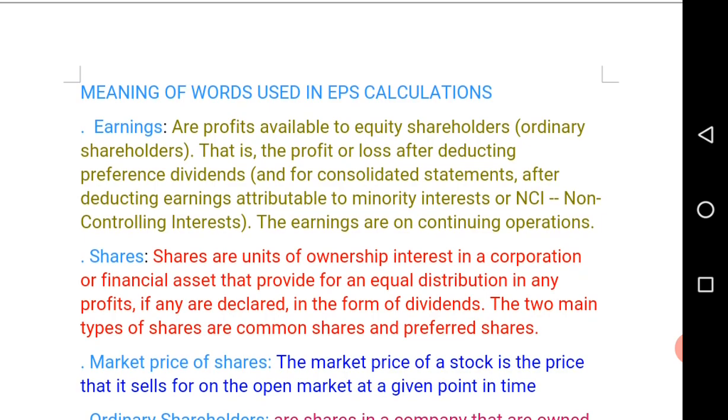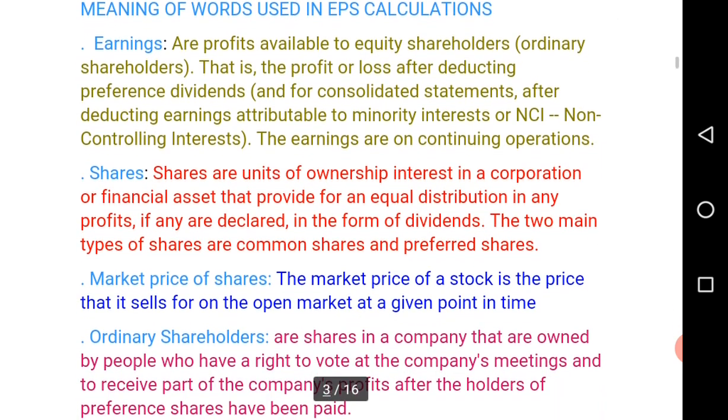Now NCIs are not part, they are not even the company. As we said, 51% owned by parent company, so there's a balance, there's a remainder. The remaining percentage is what we call NCIs, or non-controlling interests. We less their earnings to them, then we get the earnings only to the ordinary equity shareholders.